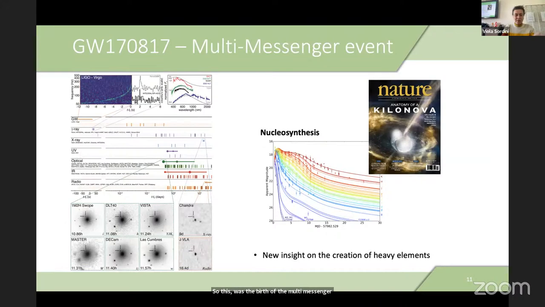Indeed, I'm not going through the details, but you see on the plot on the left, every line is a different, let's say, kind of observation or different wavelength.